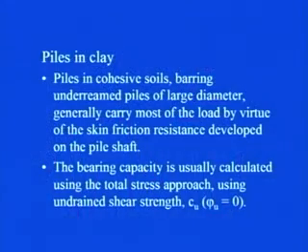The bearing capacity is usually calculated using the total stress approach using undrained shear strength, and in this case, since it is purely cohesive material, the undrained angle of internal friction will be equal to 0, which I am showing here, that is phi u is equal to 0.